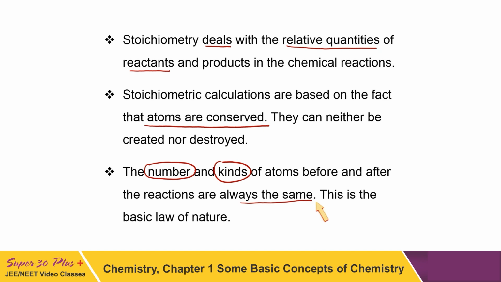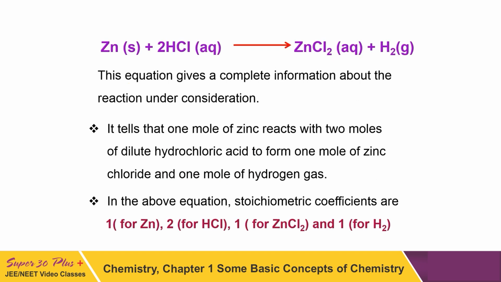Number of atoms before the reaction and number of atoms after the reaction are always the same. And this is also the basic law of nature. So basically stoichiometry is based upon the most basic law of nature, right? Say for example, this is the reaction in front of you. One more reaction is there.